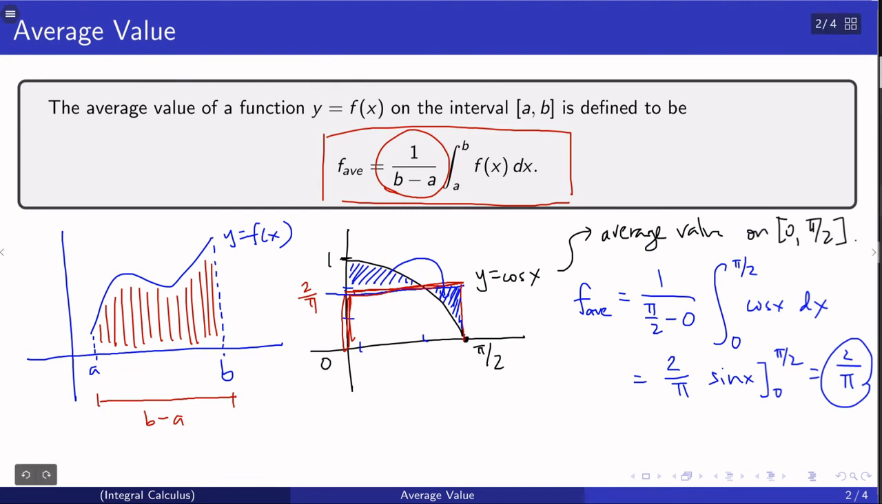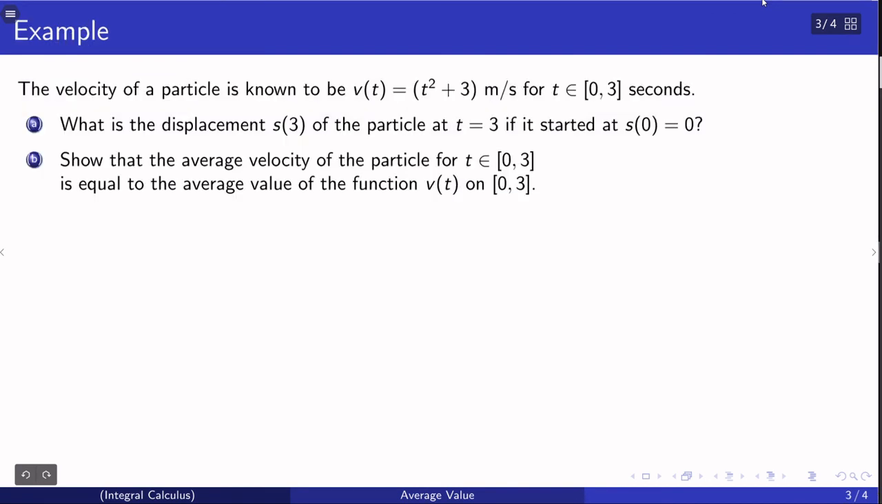Okay? And so, let's look at another example. So here we're given an application type question. It's the velocity of a particle is known to be t squared plus 3 meters per second for t from 0 to 3 seconds. And part A here is something you've seen before when we talked about net change. What is the displacement as of 3 if the particle started at position 0?